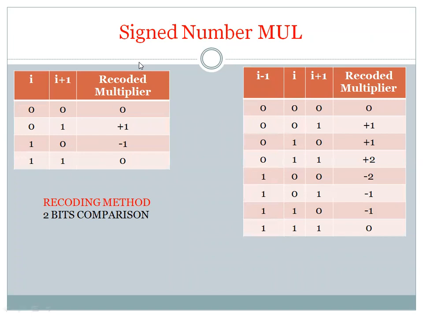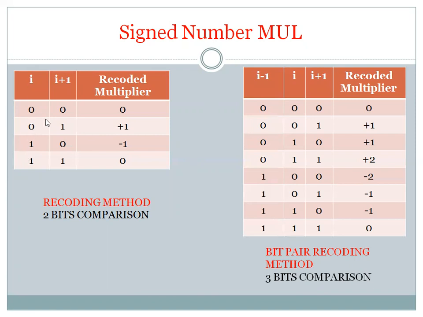Let me see the signed number multiplication techniques. One is the recoding method, another one is the bit pair recoding method. The recoding method compares 2 bits at a time. The bit pair recoding method compares 3 bits at a time. For 2 bits, the first bit is said to be i and the next bit is said to be i plus 1. So let me see how to memorize this table.